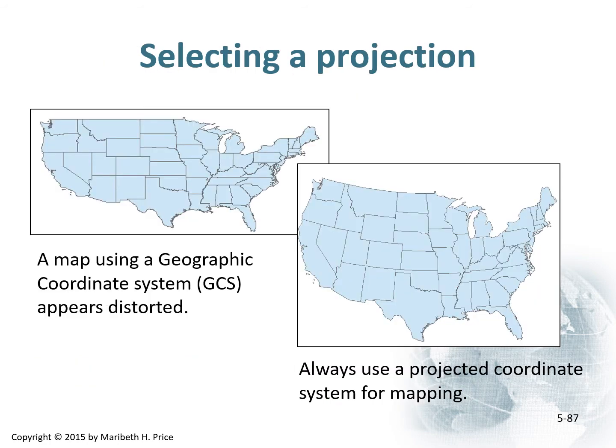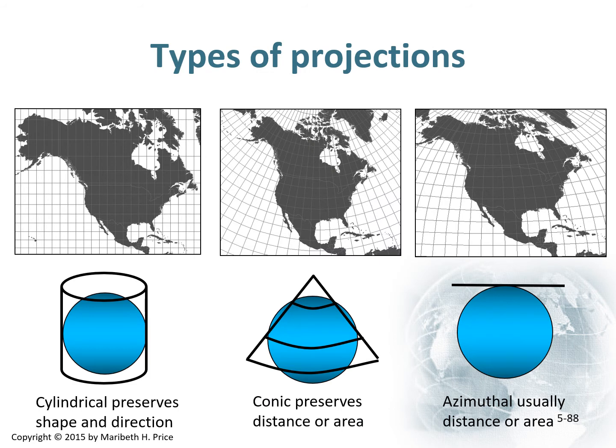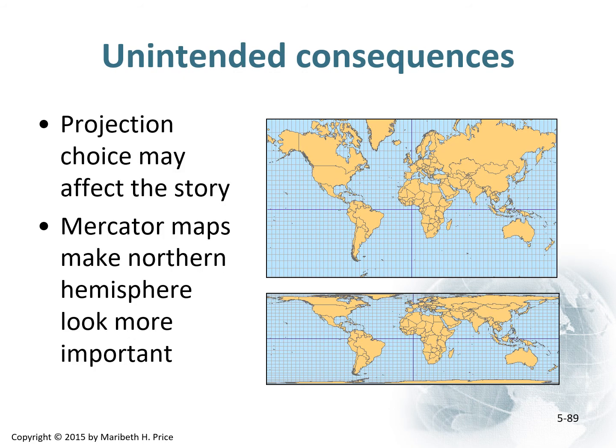Selecting projections. Never, ever do anything in a GCS. Always work in projected coordinate systems. Pick one based on what you're trying to preserve. Unintended consequences: you make some choices about things, it really distorts stuff and makes some places that are really small look really, really big.